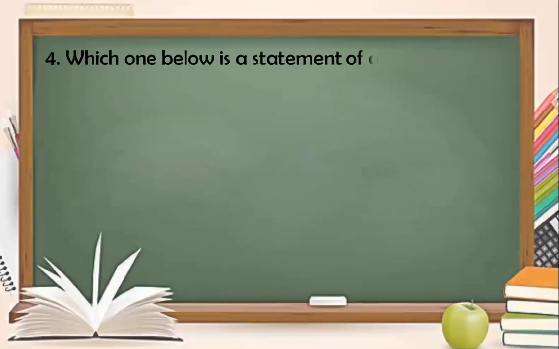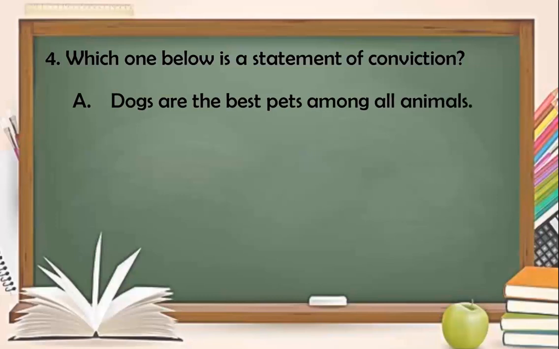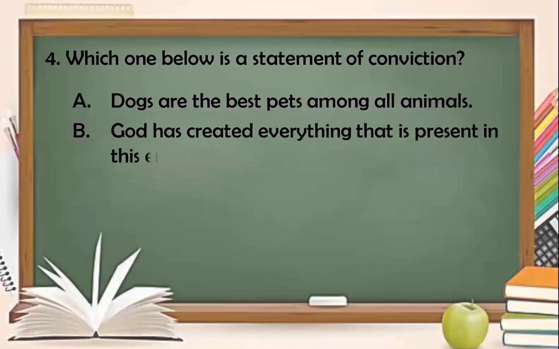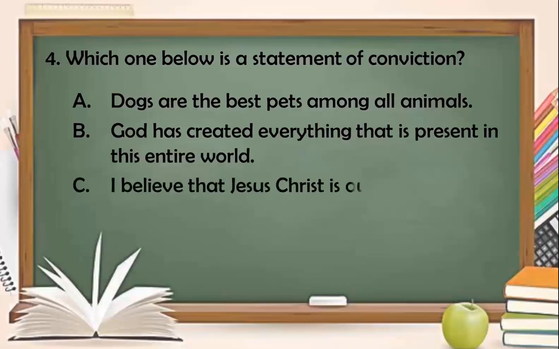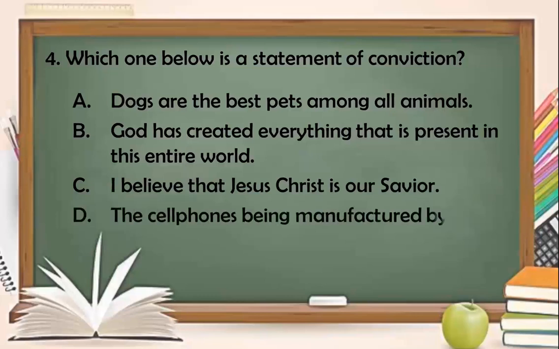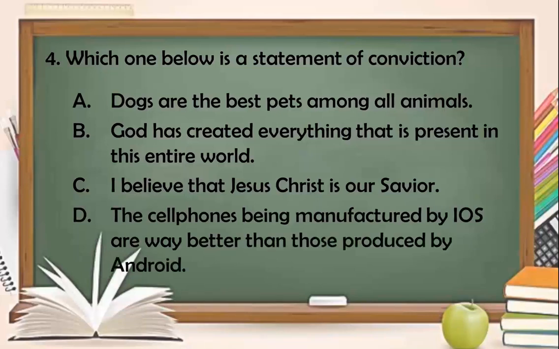Number 4. Which one below is a statement of conviction? A. Dogs are the best pets among all animals. B. God has created everything that is present in this entire world. C. I believe that Jesus Christ is our Savior. Or D. The cell phones being manufactured by iOS are way better than those produced by Android. What's your answer? The answer is letter C.